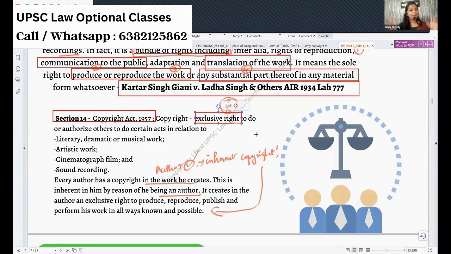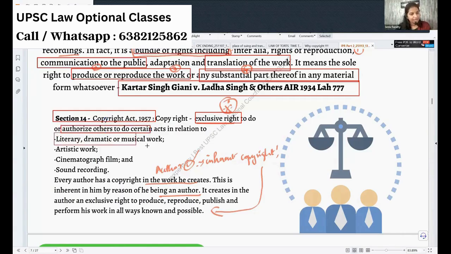Like that, copyright is an exclusive right. Only you will be having it to do certain acts. Only you can do it, or you can authorize someone else to do it, like giving a license or something like that. Okay, so what are you authorized to do?